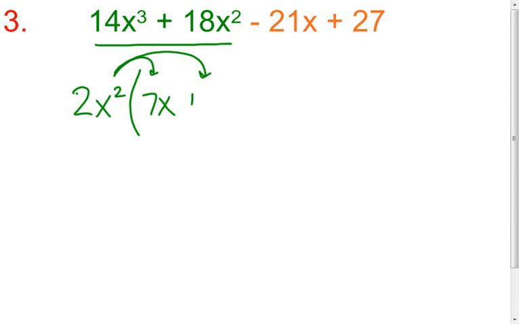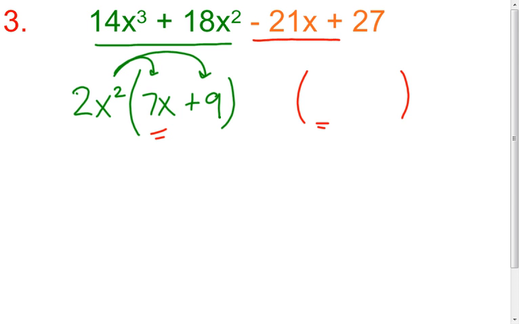2x squared times 9 gives me 18x squared. Okay, now notice I have positive 7x right here. So when I go to do my next parentheses, I better start with positive 7x.